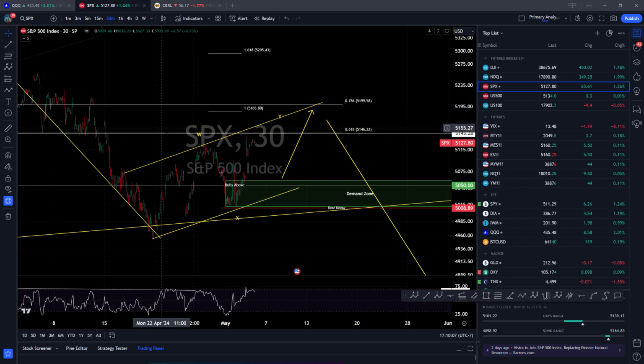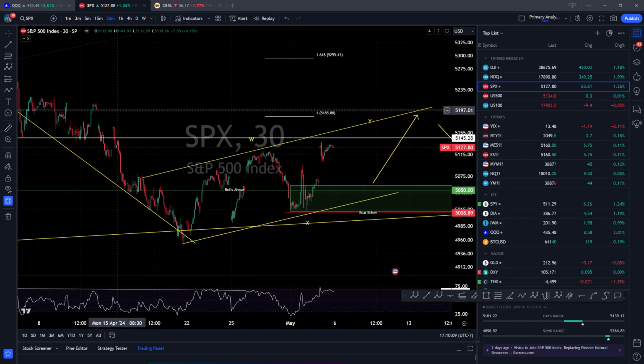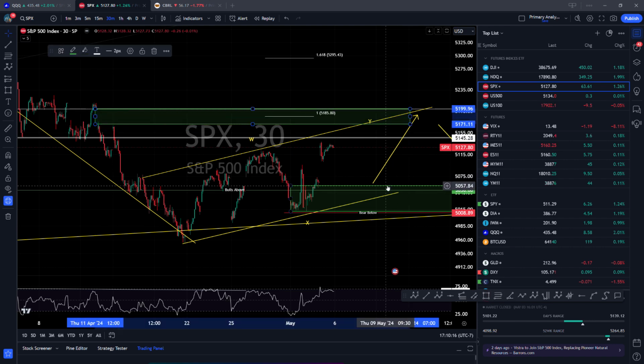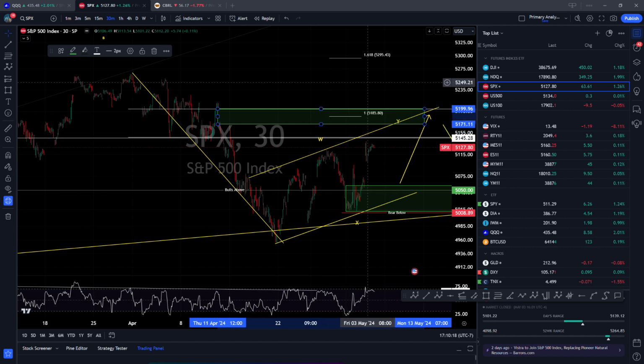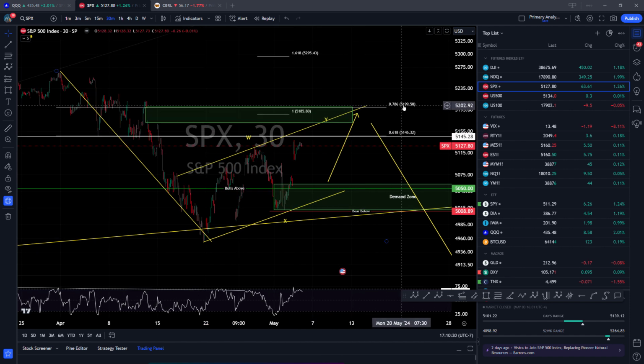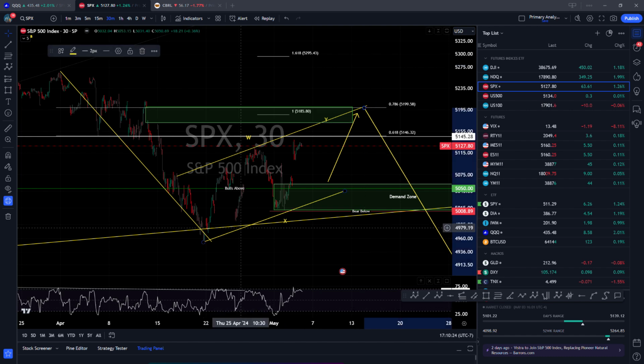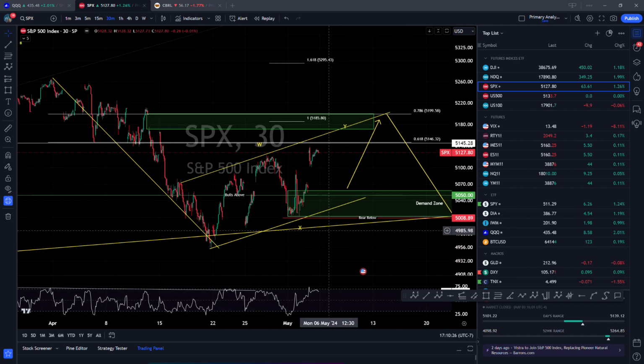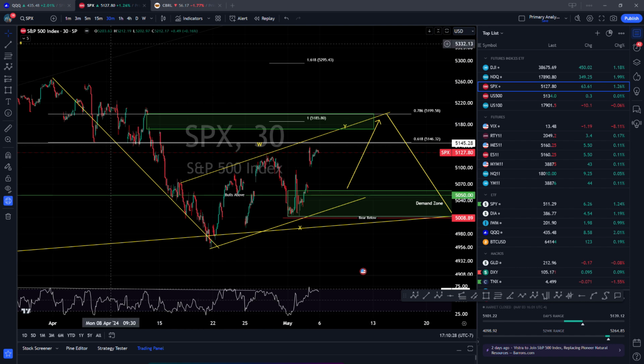And if I remove this color, we have this big gap here, right? So we go up into a 0.78, or 78%, retracement, close this gap, and then we can head down, right? So that's a primary thought that I have.